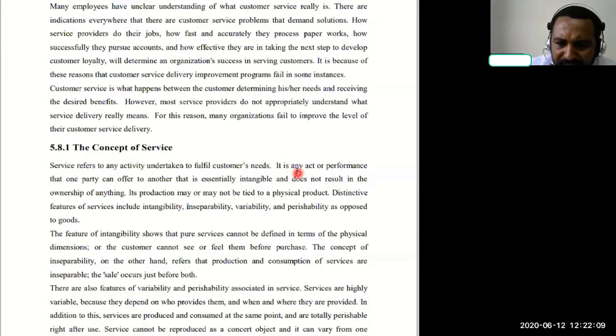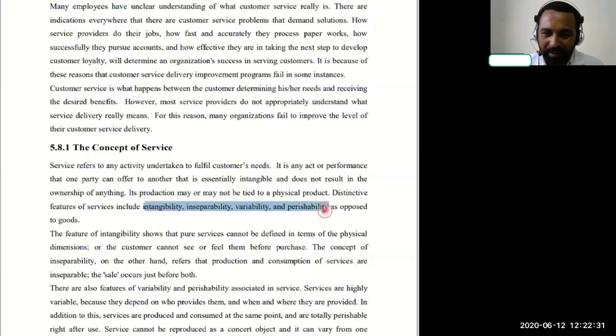So you cannot inventorize the service. Service has distinct features. Service is intangible. Service is inseparable. Service has variability, or perishability, as compared with goods. These are the four distinct features of service as compared with goods. Goods are tangible, service is intangible. Goods can be separate. Production and consumption could be separate in goods, since we can inventorize in a warehouse. But it's difficult to separate production and consumption in service. Inseparability.